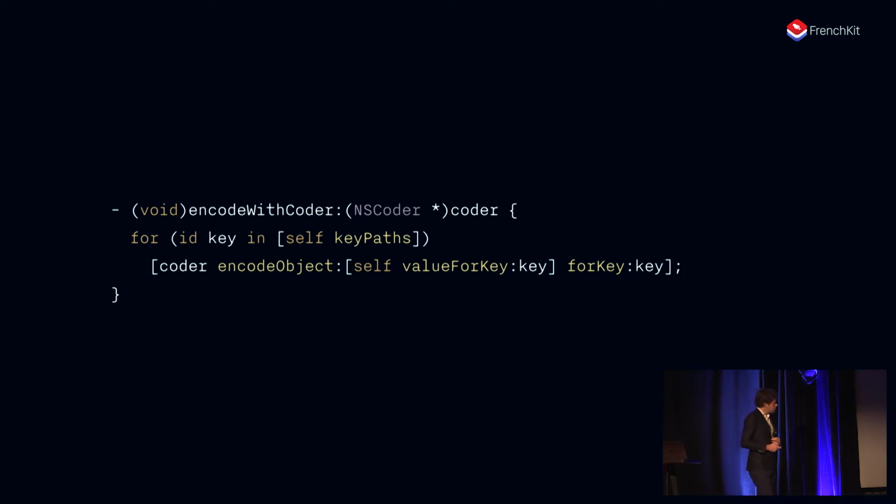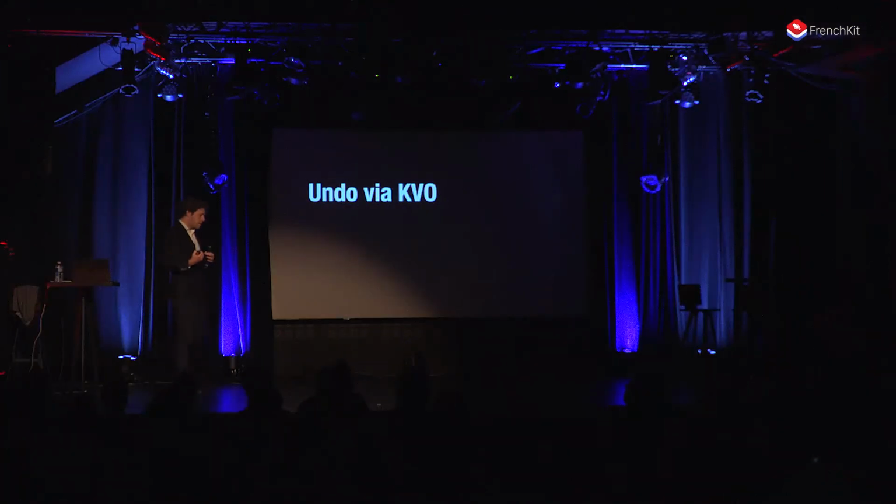So that works. I mean, we can get fairly predictable, simple archiving and unarchiving, copying code, using basically this. Undo, we can also sort of solve using key-value observing.